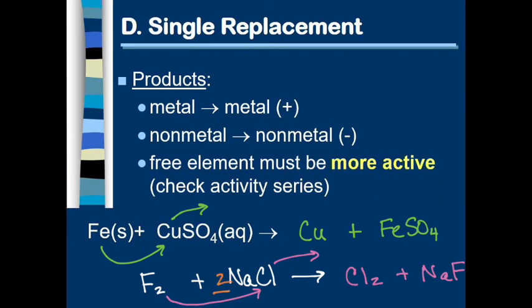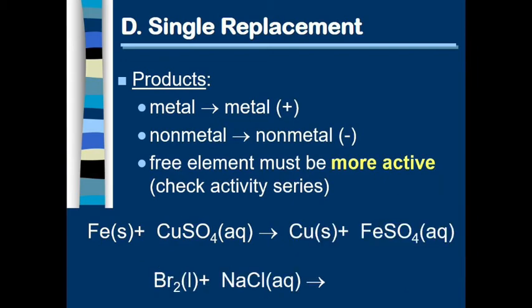That would leave a 2 in front of the NaCl, a 2 in front of the NaF. That is a balanced reaction. And just real quickly, this last example that they're given here, bromine would want to replace chlorine because, again, it's a non-metal. But if you look back at the activity series, bromine is not more active than chlorine. So this reaction will not take place. That stands for no reaction.